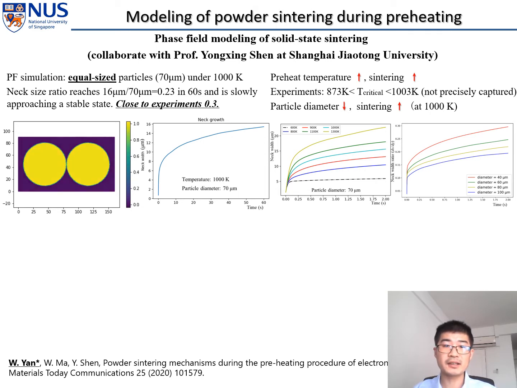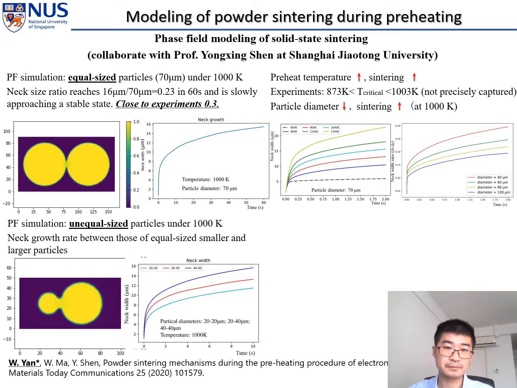Then we also investigate the influence of particle diameter on the sintering, and with a smaller diameter, the sintering neck growth ratio increases more rapidly. So that means we need to consider using different preheating temperatures for different sized particles. And also we investigate the sintering between two unequal sized particles. And naturally the neck growth rate is between those of the equal sized smaller and larger particles.